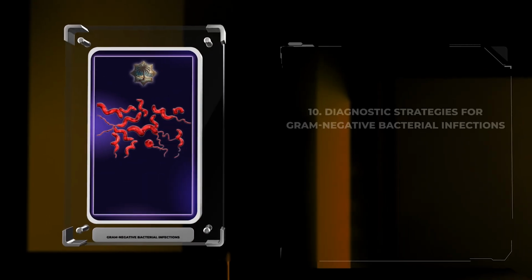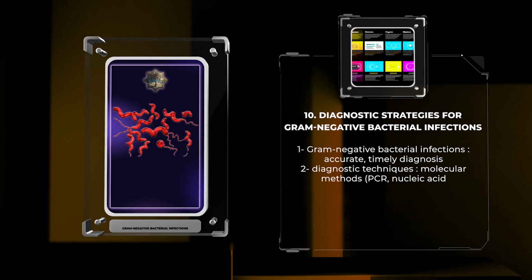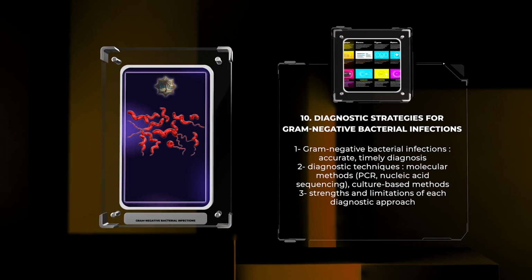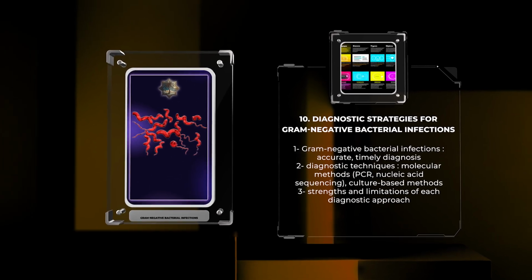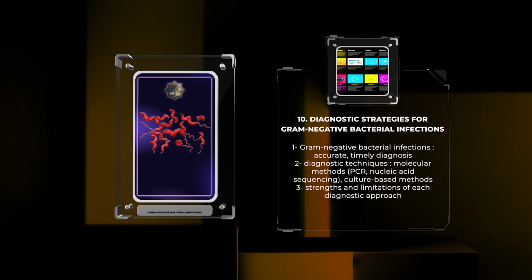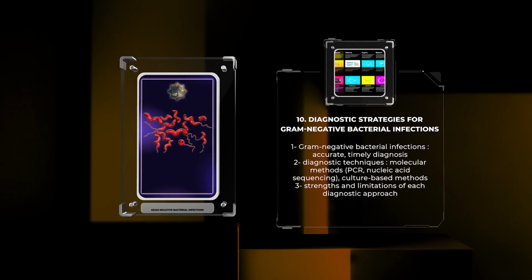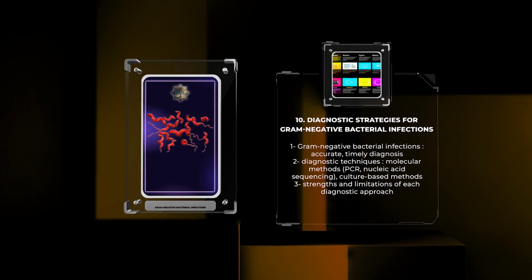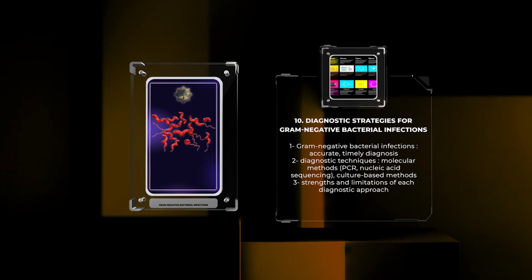Accurate and timely diagnosis of gram-negative bacterial infections is essential for effective patient management. This topic will introduce various diagnostic techniques, including molecular methods such as polymerase chain reaction, PCR, and nucleic acid sequencing, as well as conventional culture-based methods. Students will gain insight into the strengths and limitations of each diagnostic approach.